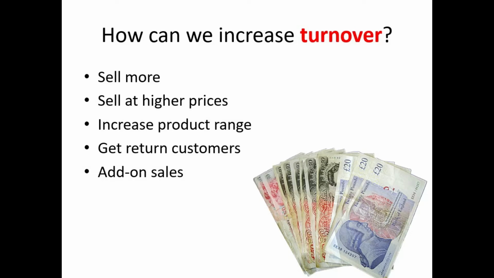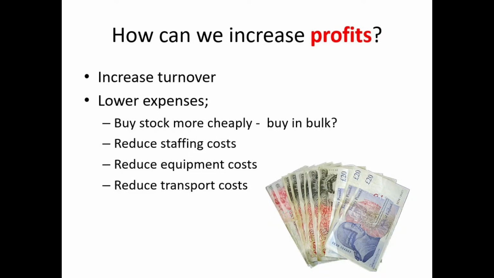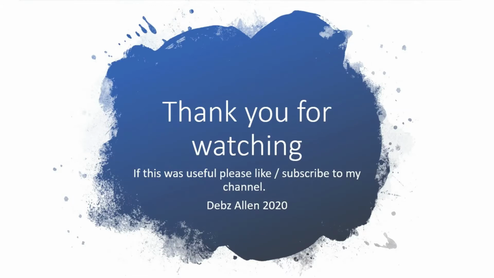Remember that turnover is only part of the story. We can also increase our profits by lowering the amount that we spend out. We can increase our turnover and we can lower our expenses, perhaps by reducing our costs, by buying stock in bulk, by employing less staff, or maybe even by paying them less, although they might not like that much. We might be able to reduce the cost of our equipment or our transport. In fact, there's all sorts of ways in which we can cut costs down as the business grows, and that too will increase our profit.